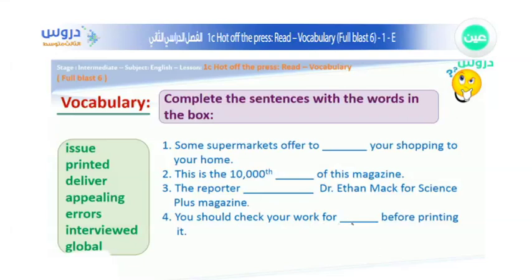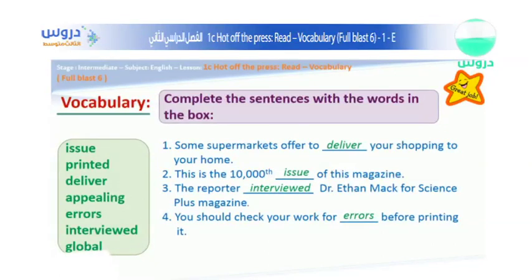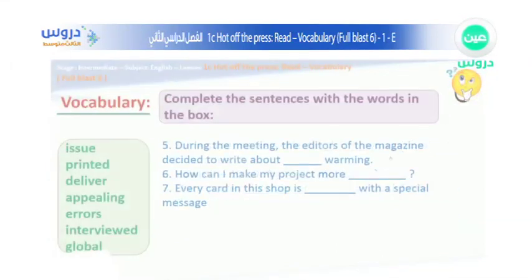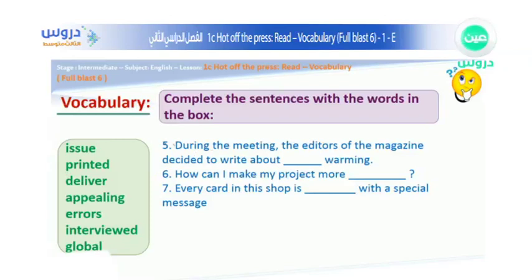4. You should check your work for errors. Yes, for errors, for mistakes. Maybe you made some mistakes. This is why you need to check your work. Great job, everybody. You are amazing. Now let's continue. 5, 6, and 7. During the meeting, the editors of the magazine decided to write about global warming.